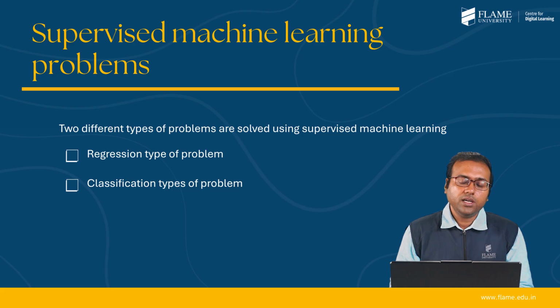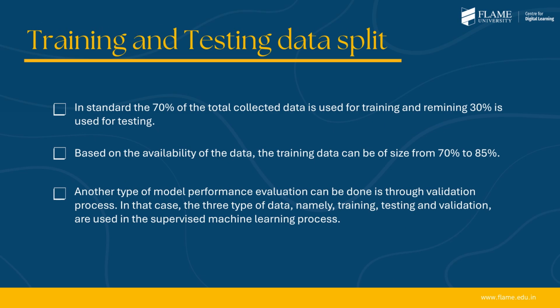Now, before going for further discussion, we should know about the training and testing process, and before that, how we split the data. It is standard that you keep 70% of your collected data for training and 30% for testing. This may vary from 70 to 85%. In some cases where your data is very limited, you can go beyond, up to 90%, and the rest of the data set you keep for your testing activity.